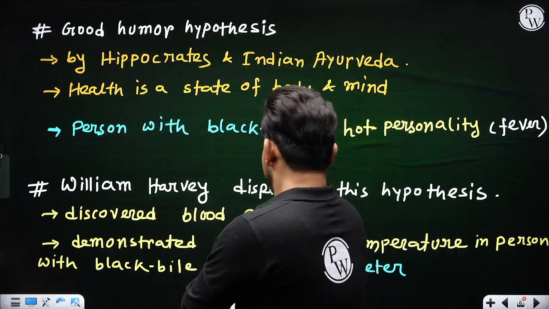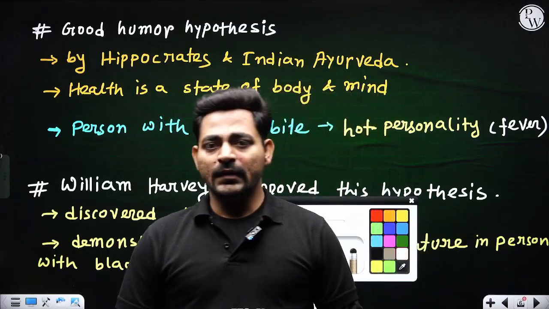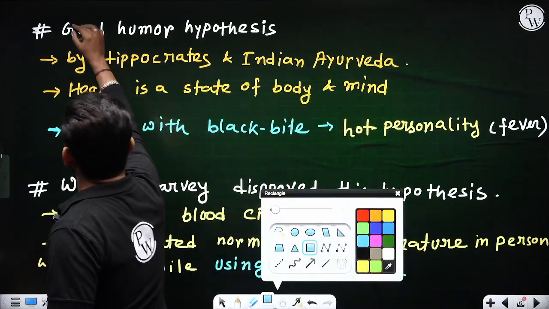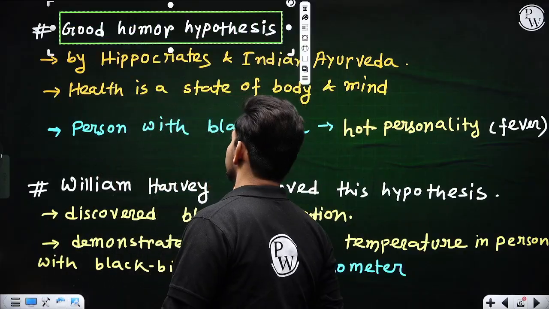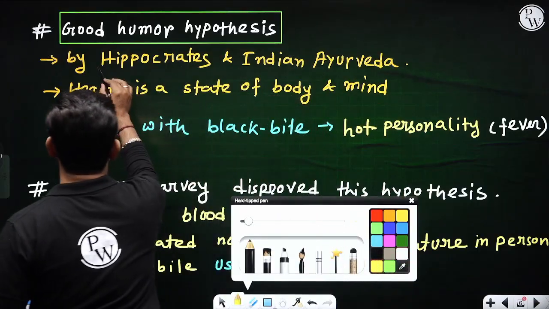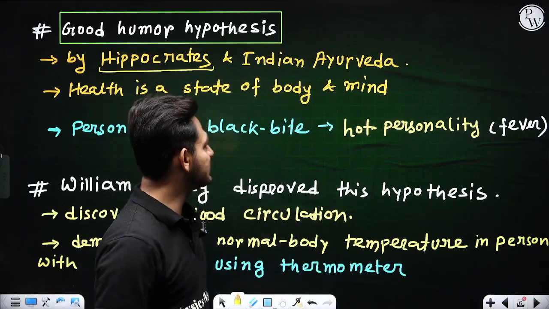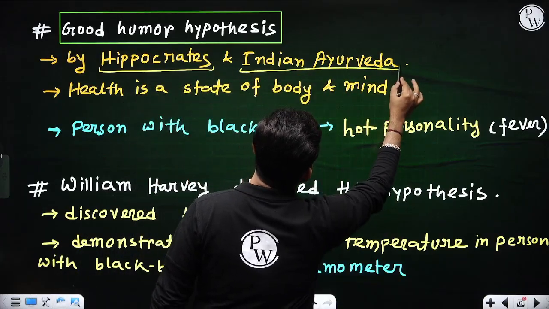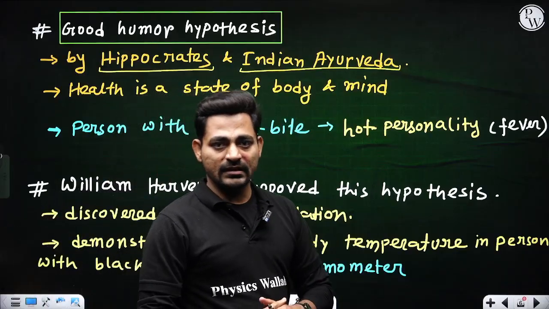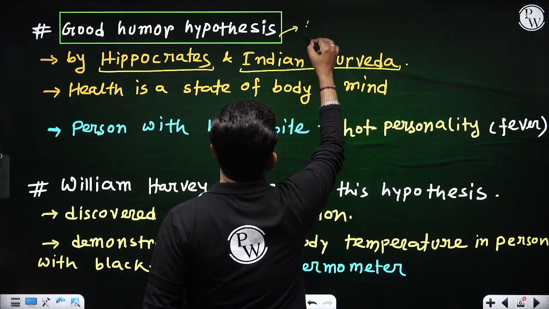Okay. Now let's talk about some historical aspects of disease. A hypothesis called the good humor hypothesis we'll be discussing now. Who had given this hypothesis? Hippocrates, the father of modern medicine, and this hypothesis was also supported, or a similar kind of observation was given, by the Indian Ayurveda system. When we are talking about this good humor hypothesis, basically that is a reflective thought.